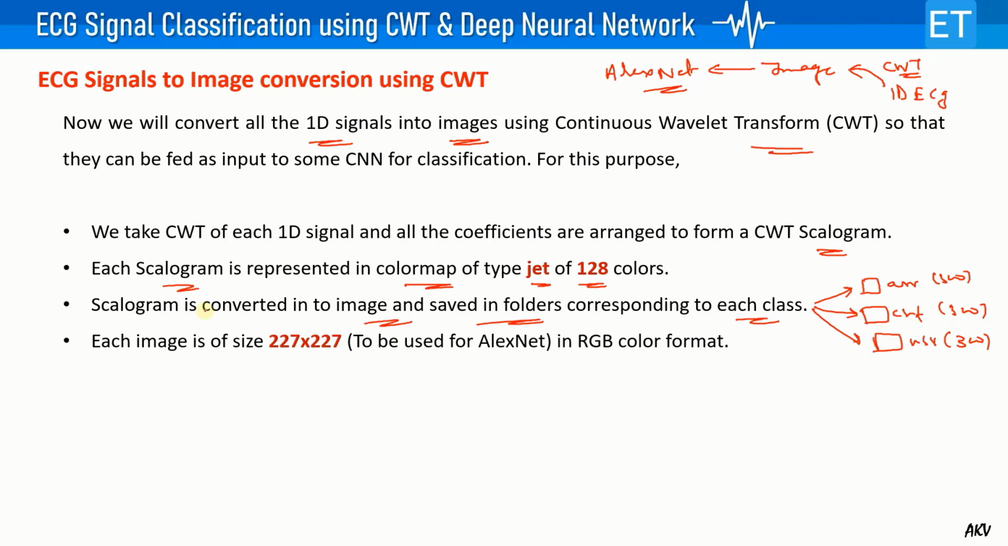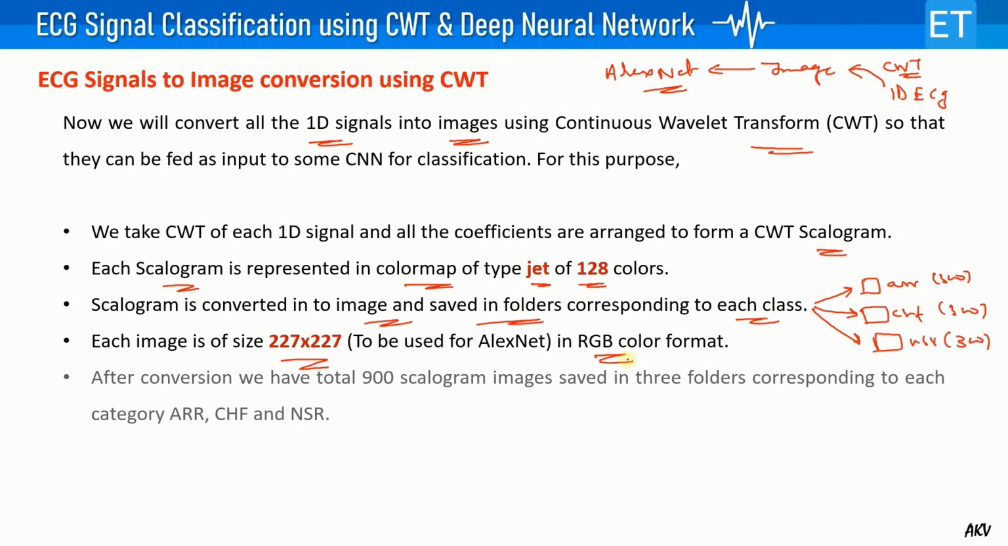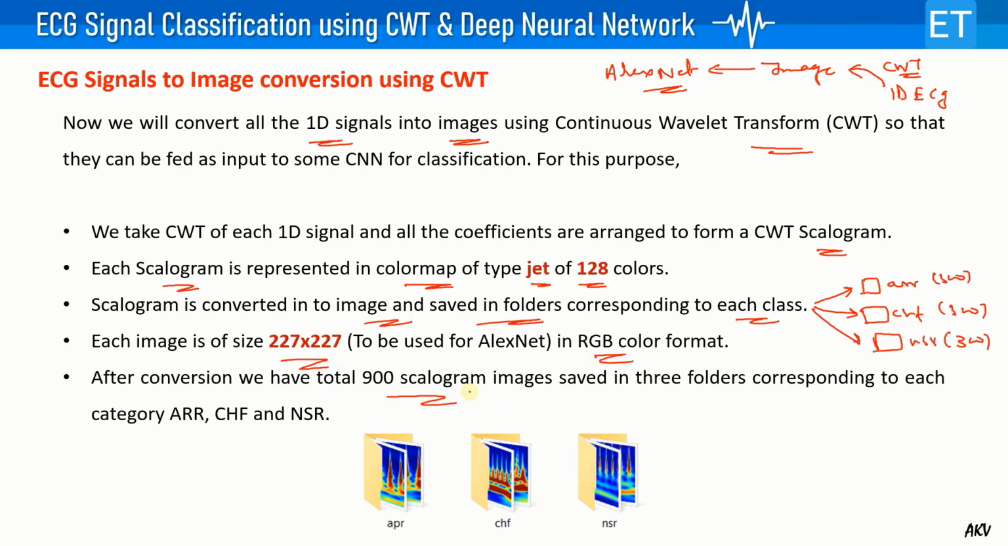And we will resize the image to 227 by 227 because AlexNet accepts the input image in this size only. And each image will be a 24-bit color image. So after converting these 900 scalogram images, they will be stored in the corresponding folders, as I said. So these are the three folders: ARR, CHF, and NSR. Inside these folders, you will have all the images.